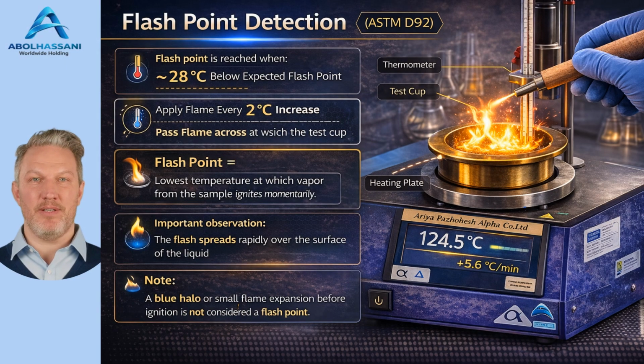Determination of flash point. Flash point determination is explained in ASTM D92 Section 11.4. The flash point is the lowest temperature at which the vapor above the sample momentarily ignites when the test flame is applied. At this temperature, a brief flash appears across the cup surface, but the flame does not continue burning. The thermometer reading at this moment is recorded as the observed flash point.